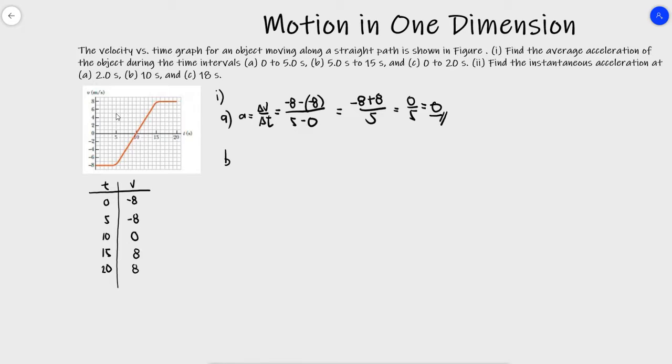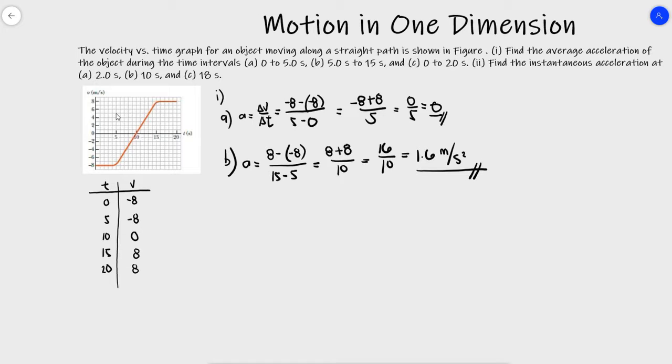For letter B, we are looking for the acceleration from 5 to 15. At 15 seconds the velocity is equal to 8, and at 5 seconds it is equal to negative 8. Here we have 15 minus 5, that is equal to 8 plus 8 over 10. 8 plus 8 is equal to 16 over 10. Therefore, the answer for letter B is 1.6 meters per second squared.